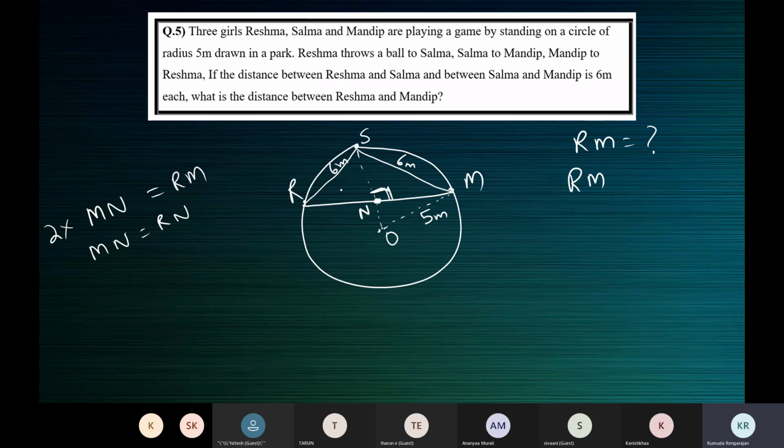And this can be achieved by proving that these two triangles are congruent to each other. Once you prove that, by CPCT, RN of this triangle will be equal to MN of this triangle, and this angle will be equal to this angle. But they form a linear pair, since RM is a straight line. So each angle has to be 90 degrees.